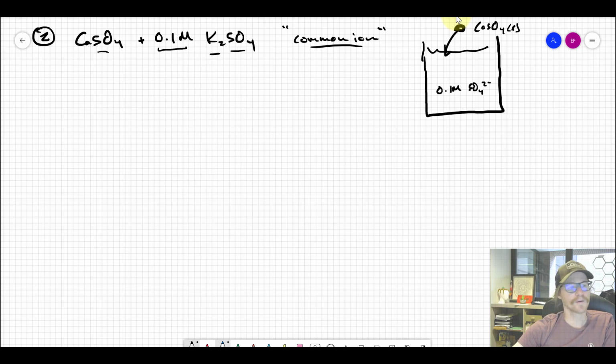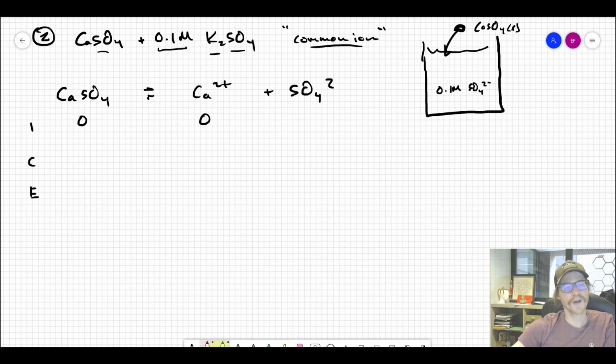We're going to make an ice table, and to do that for a solubility product problem, we need to write this out from the perspective of the dissolution of the solid, which turns into calcium 2 plus and sulfate ion. We'll write this out as initial, change, and equilibrium. We don't have any calcium sulfate to begin with. We do not have any calcium 2 ion to begin with, but we do have some amount of sulfate ion in the system when we start, which is going to be 0.1 molar.